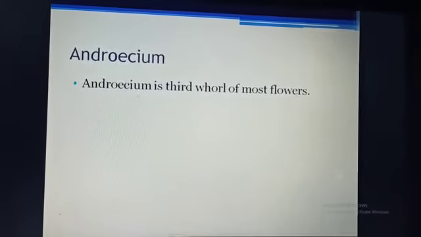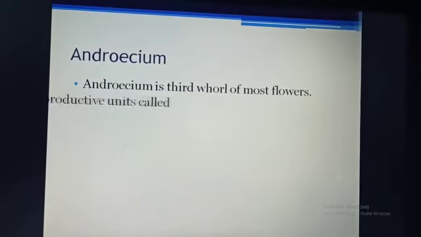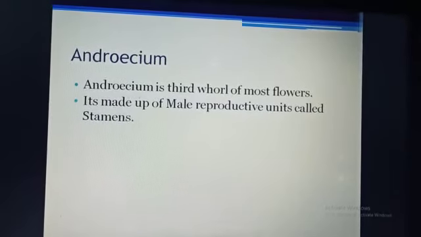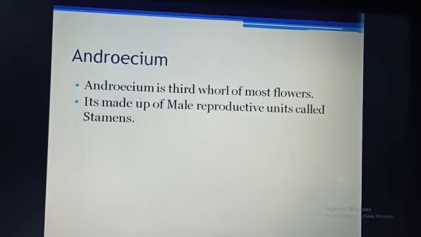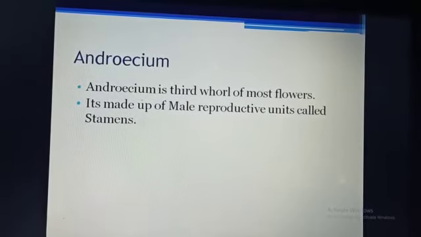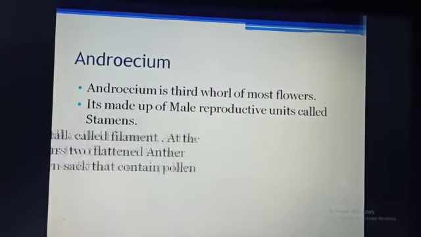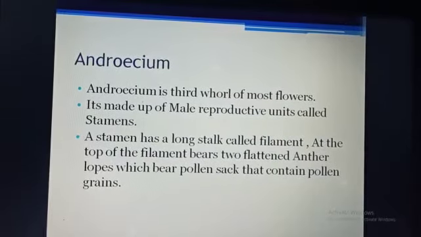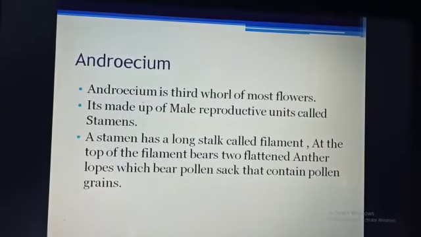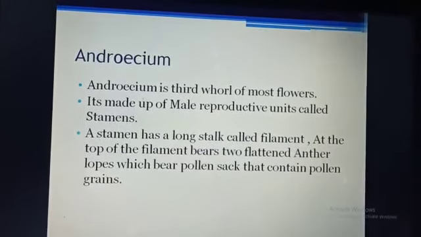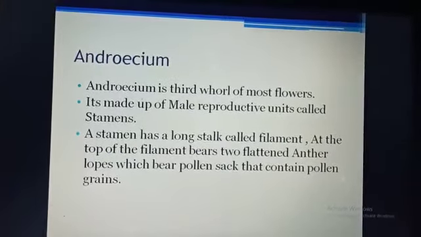Androecium is the third whorl of most flowers. It's made up of male reproductive units called stamens. That means it's the male reproductive part of a flower. A stamen has a long stalk called a filament. At the top, the filament bears two flattened anther lobes which bear a pollen sac that contains pollen grains.